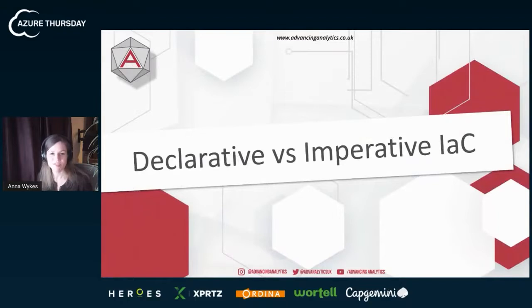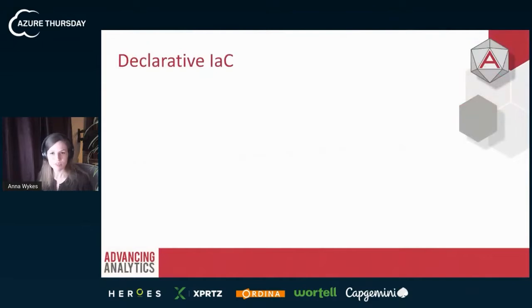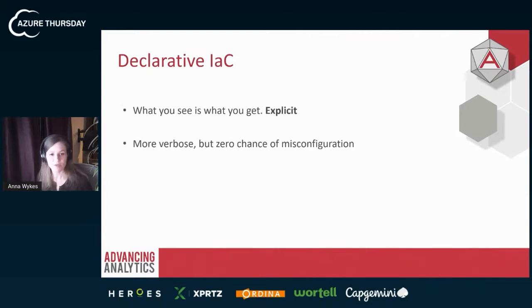So declarative versus imperative infrastructure as code. Before we dive deeper into Terraform, it's really important we understand the difference between these two and where Terraform fits between them, and that helps us understand why Terraform is such a good tool when it comes to infrastructure as code. So declarative infrastructure as code is essentially what you see is what you get. It's explicit. It's more verbose, but zero chance of misconfiguration. It uses script languages like JSON, YAML, and XML.